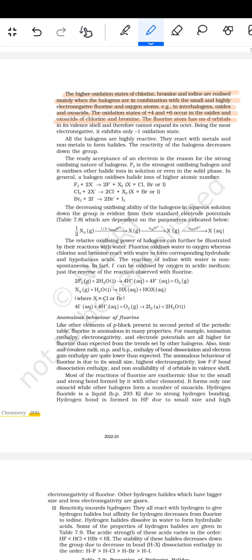The fluorine atom has no d orbitals in its valence shell and therefore cannot expand its octet. Being the most electronegative, it exhibits only the -1 oxidation state.